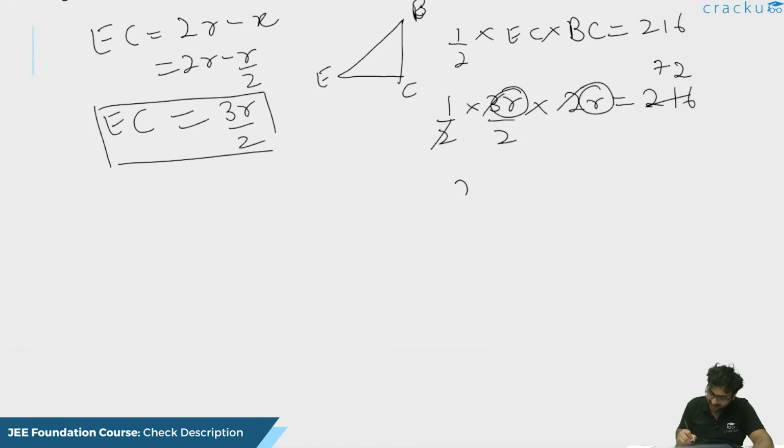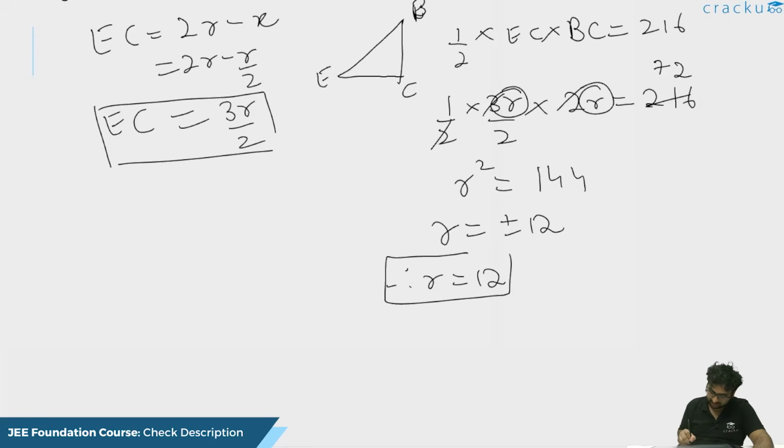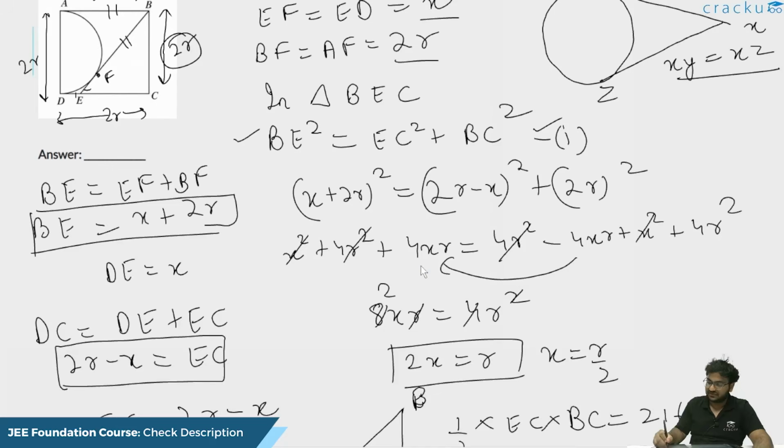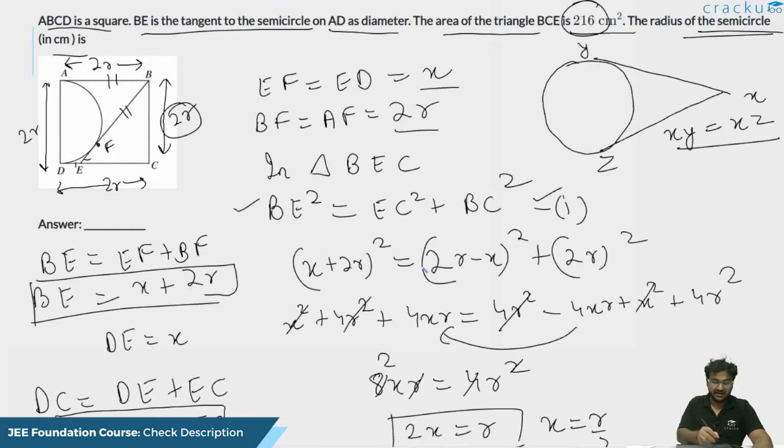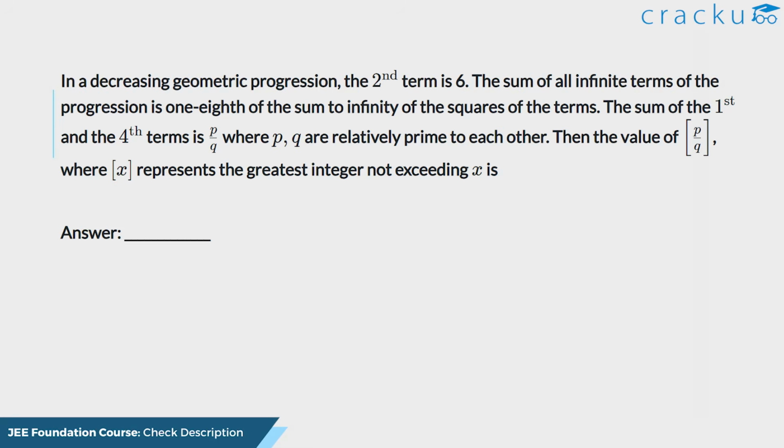R into R. R square equal to 72 into 2, which is 144. So R will be equal to plus minus 12. Now radius cannot be negative. Therefore, R will be equal to 12 centimeter. Hence, the radius of the semicircle in centimeter is 12. So 12 is the correct answer. Thank you.